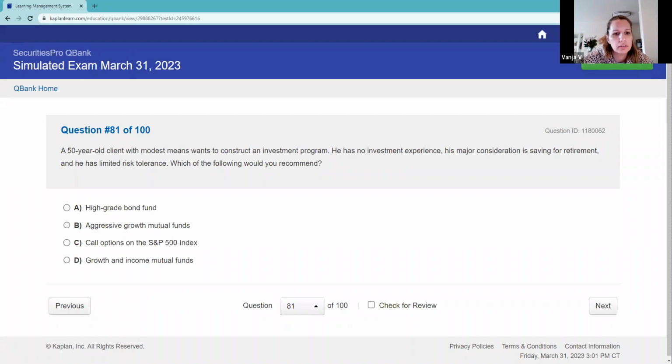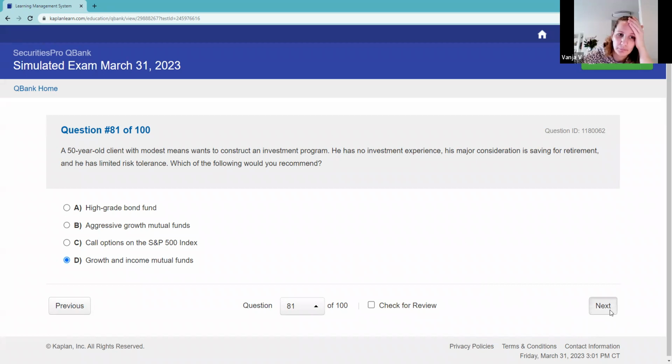High grade bond. That's going to give him income, but he needs to actually make more. Aggressive growth mutual funds. He's got a few years left, but not that many. Penny stocks, call options, no. Call options on S&P, I mean, if he had it, I think I'm going to go with D. He needs to grow some capital and then get some income from. You are correct. Excellent.